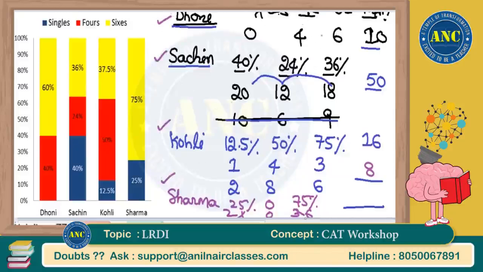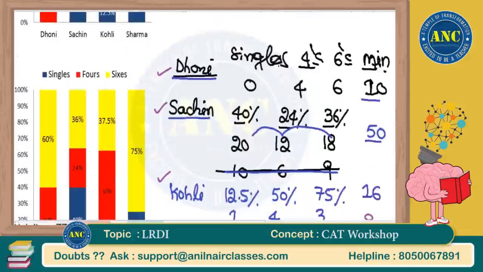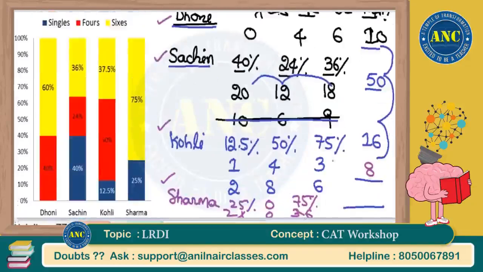What is the minimum score of the Indian cricket team? Minimum score of the Indian cricket team is the sum of the score of these 4 batsmen only. So 10 plus 50, 60, 60 plus 16, 76, 76 plus 8, 84.